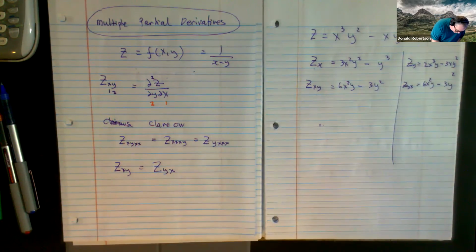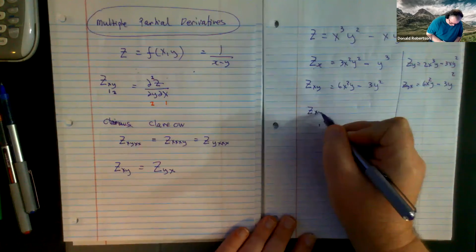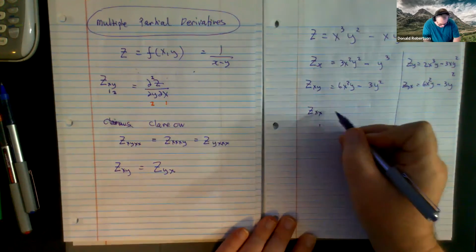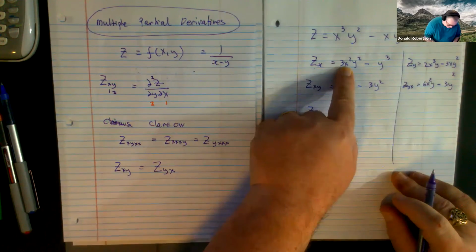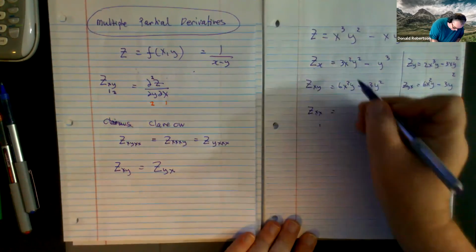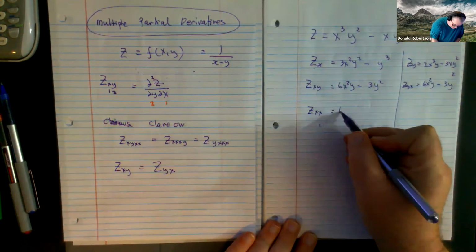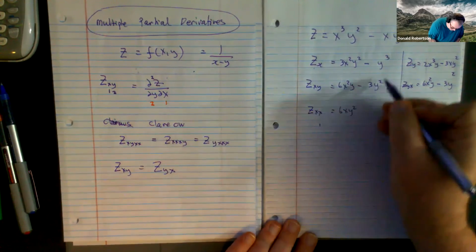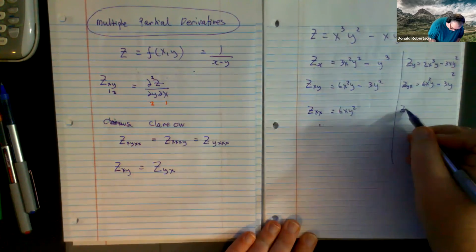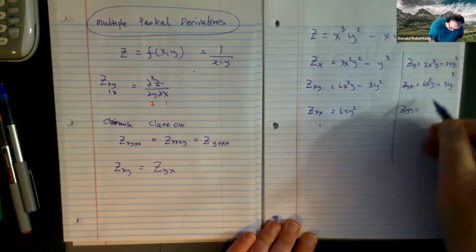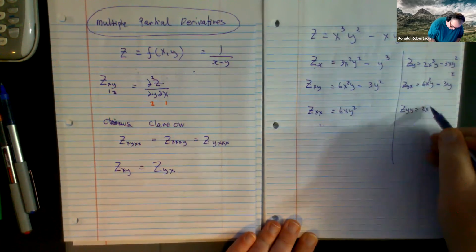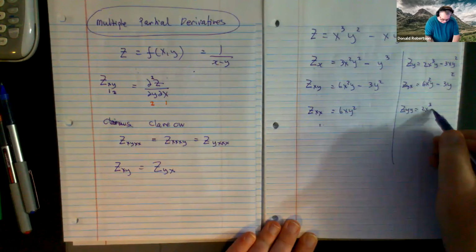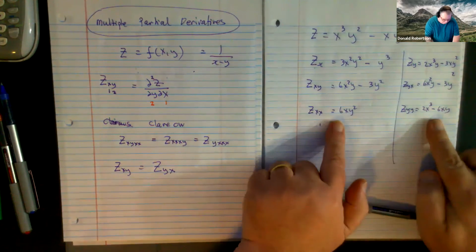Now, let's do zxx, which basically means differentiate this guy with respect to x again. So that guy gets you 6xy squared, and won't that get you nothing? And if you do a yy, differentiate this guy with respect to y, you get 2x cubed minus 6xy. Do you notice that these aren't even vaguely like each other for the most part?